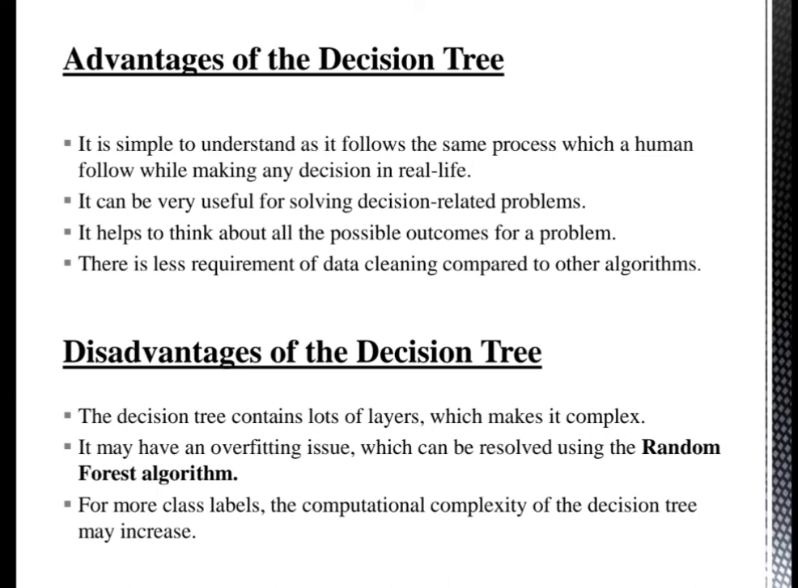Let us see what the disadvantages are. The decision tree contains lots of layers, which makes it complex. It may have an overfitting issue, which can be resolved using the random forest algorithm. For more class labels, the computational complexity of the decision tree may increase.